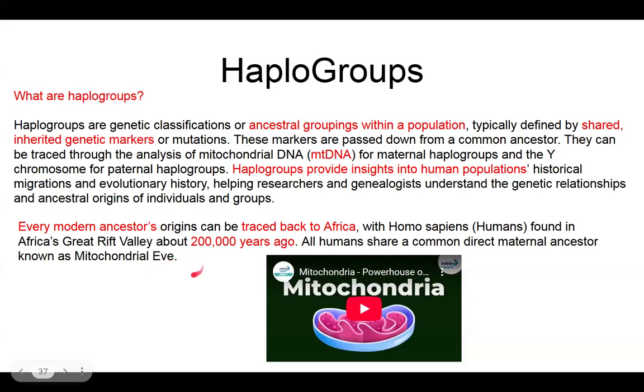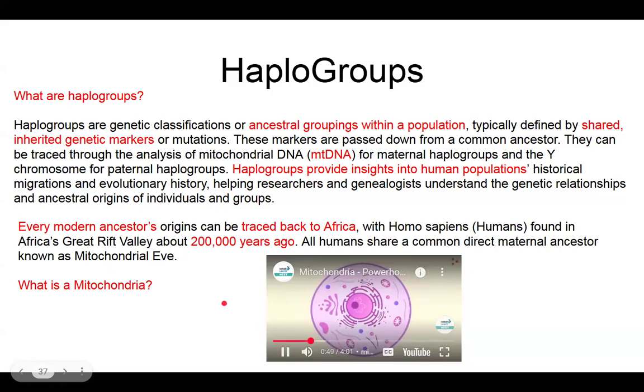So, since everybody knows the story of Eve, they called this particular haplogroup, gene group, the mitochondrial Eve, meaning the oldest woman that they can trace all humans back to is in the Great Rift Valley, that's Central Africa on the eastern coast. What is mitochondria?